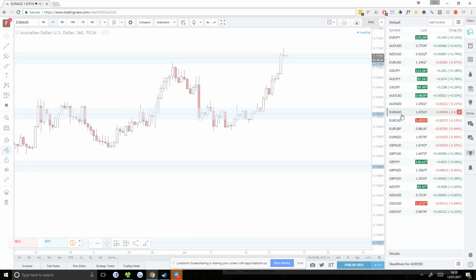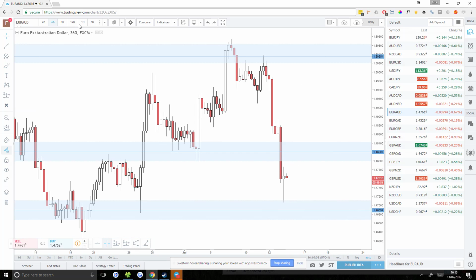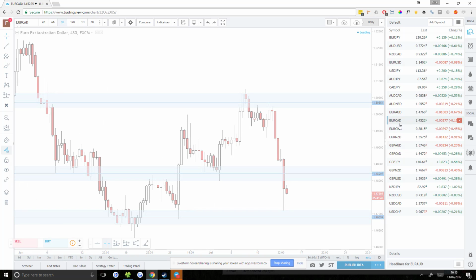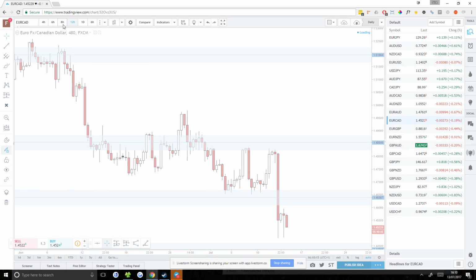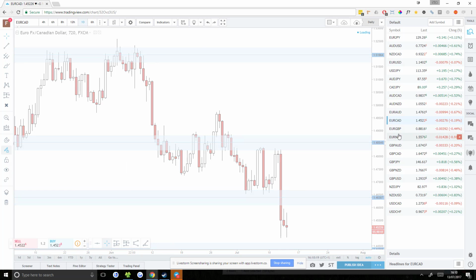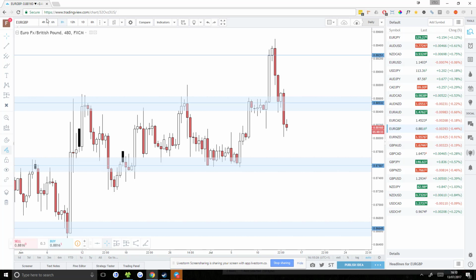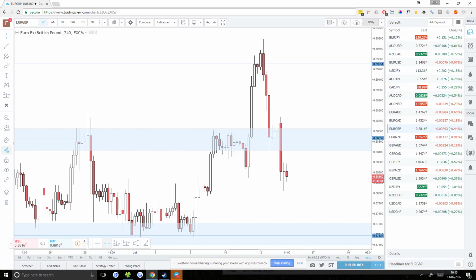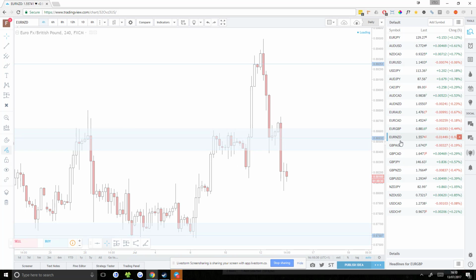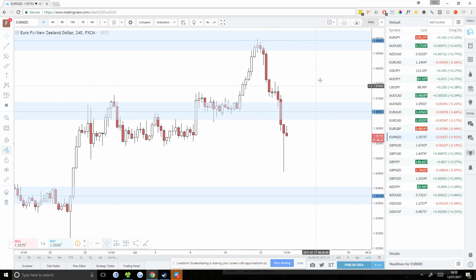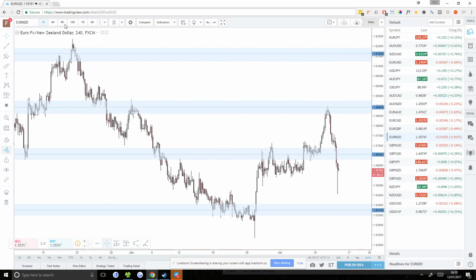All right, Euro AUD. Let's see what's happening here. Yeah, that's in between support resistance areas, so nothing much. Euro CAD in between areas. Nothing much. Euro GBP. Nothing much. Euro New Zealand. Anyone still short on Euro New Zealand, or were they all closed out?